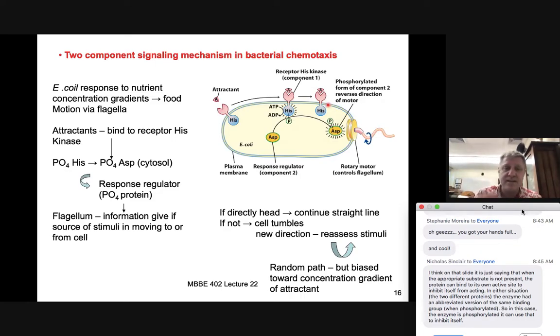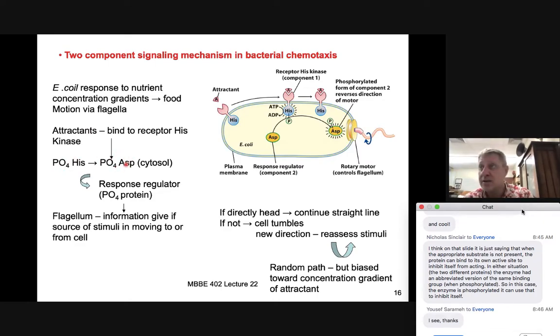So here we have this sensing component using phosphorylation and then transferring that phosphorylation into a soluble protein that is then phosphorylated, and that phosphorylated soluble protein then interacts with the flagella to give it a particular action. So we have the attractants that bind to these histidine kinases. We phosphorylate those histidine kinases. We transfer that phosphate group cytosolically to the aspartic kinases, and that aspartic kinase then is a responding, regulating protein through its phosphorylation event.